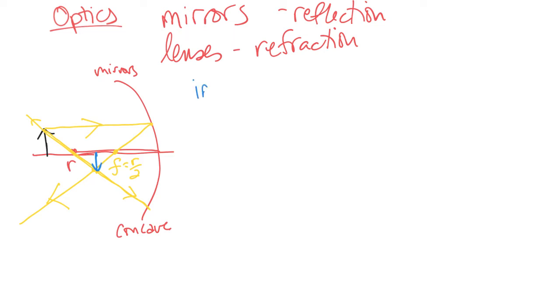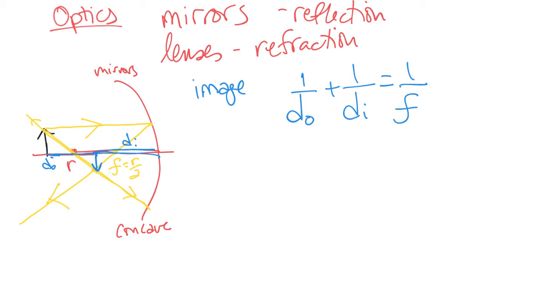In this case, this distance is the distance of the image, and that is the distance of the object. One over the distance of the object plus one over the distance of the image is one over the focal length. When you look at this picture, this blue image right here is inverted.